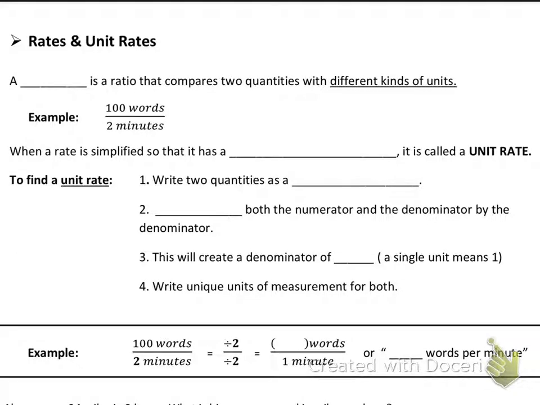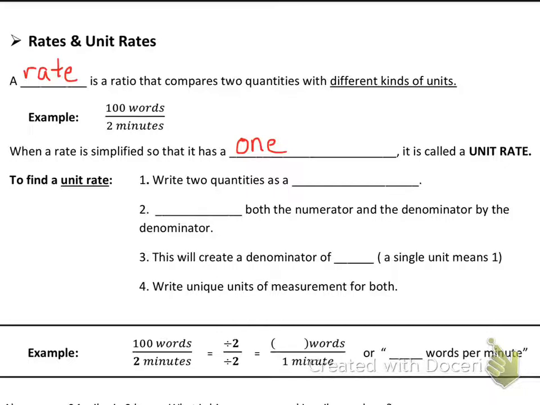So in these notes we're going to talk about rates and unit rates. A rate is a ratio that compares two quantities with different kinds of units. An example is 100 words in 2 minutes. When a rate is simplified so it has a 1 in it, like 50 words a minute, it is called a unit rate.